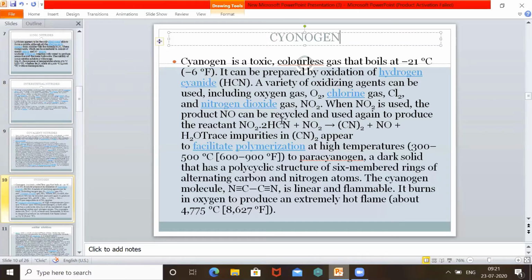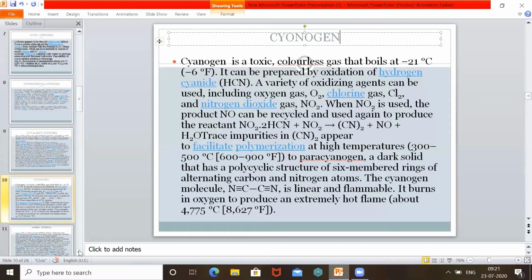Now its peculiar structure, cyanogen. If you see, C single bond C, and there are triple bonds to nitrogen. This is cyanogen. Flammable, it burns in oxygen to produce an extremely hot flame, about 4775 degrees centigrade. Very hot flame is produced by burning of cyanogen. It is burnt in rockets. It is also called rocket fuel. Remember cyanogen. What is the formula? C2N2. That is the formula for cyanogen.